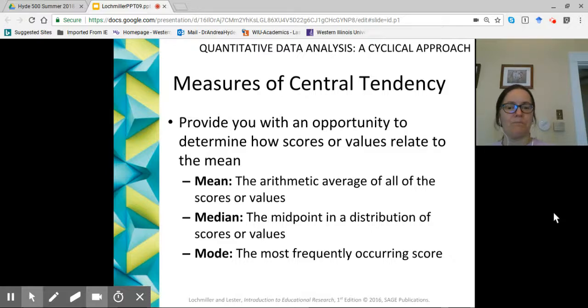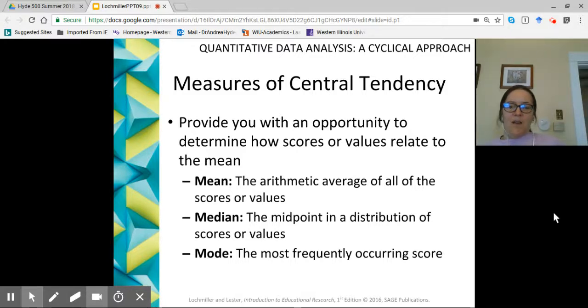So the mean is the actual average of all the scores and the values. When we say mean, we mean what people commonly mean when they say average. So average and mean are the same thing. But the median is the midpoint, and it might not be the average. It might be something different.